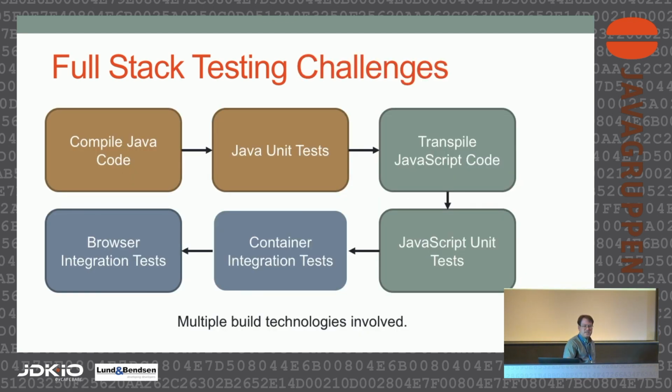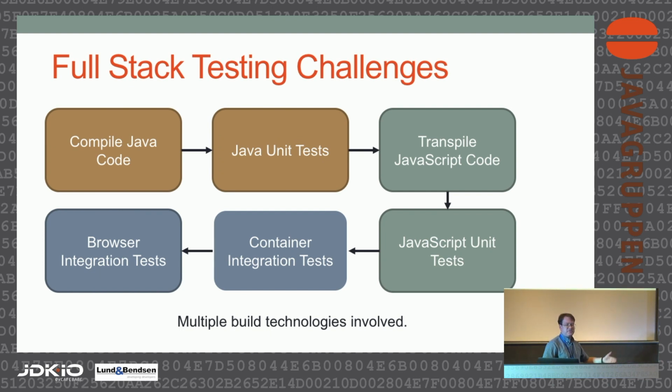So the full stack testing challenge is that we want to compile Java code, our Java unit test, transpile our JavaScript code, because everybody's writing in TypeScript that then gets compiled down to JavaScript, and you run tests against that. You run your JavaScript unit test. You're going to run your container unit test after you assemble everything. Very often right now with applications, the UI is done with Angular or React, which you transpile and then build up, and then you package that into your WAR file if you're doing a WAR deployment. And then finally, at the end, your browser integration tests.